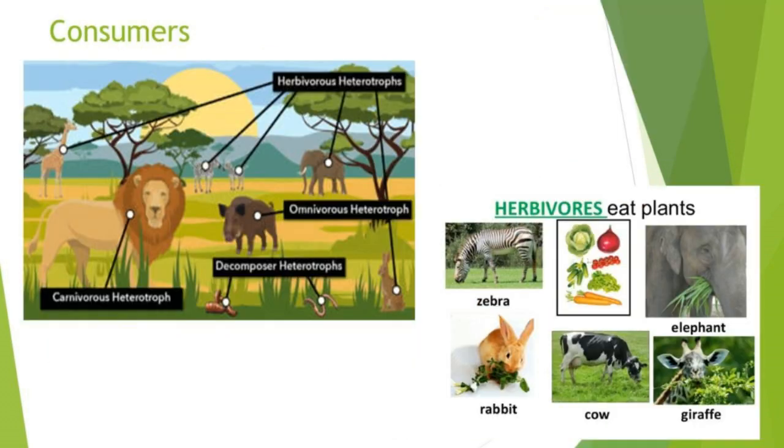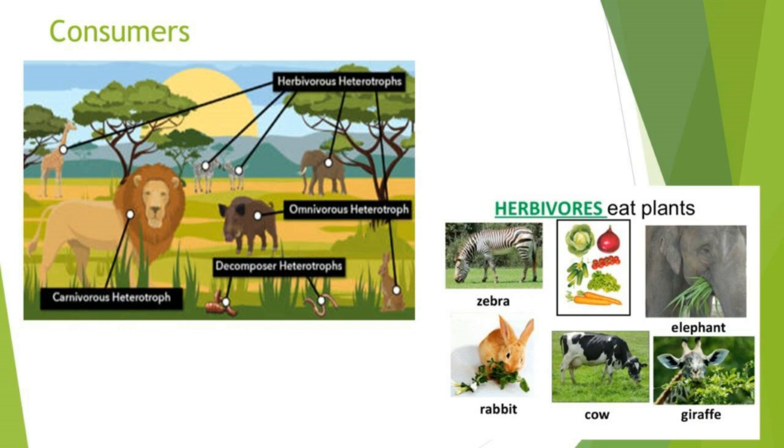Consumers. Organisms which cannot produce their own food need to eat other organisms as food. These organisms are called consumers. All animals are consumers as they cannot produce their own food. Consumers are also called heterotrophs. There are many types of consumers and we can classify them into specific groups depending on the food that they consume. They are herbivorous, carnivorous, omnivorous, and decomposers.